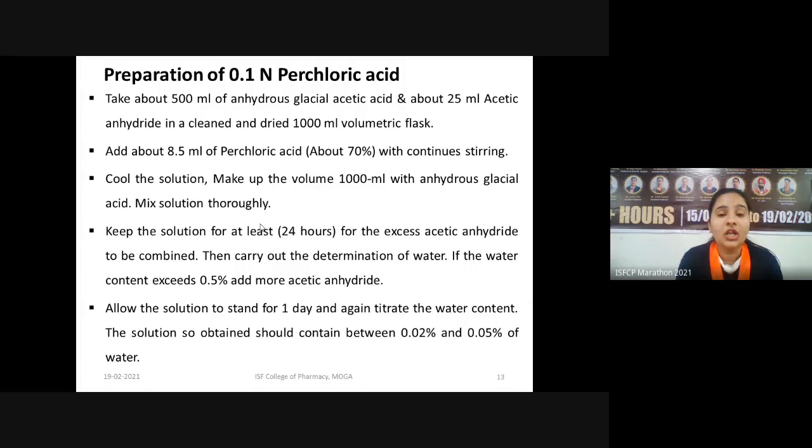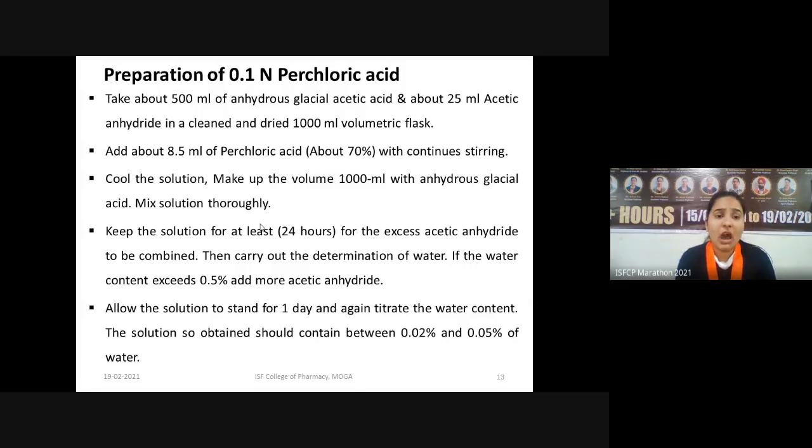Now, after the addition of perchloric acid in glacial acetic acid, we will cool the solution and make up the volume to 1000 ml with anhydrous glacial acetic acid. We will be adding 500 ml of anhydrous glacial acetic acid with the addition of 25 ml of acetic anhydride and 8.5 ml perchloric acid. After cooling the mixture, we will make the volume up to 1000 ml. Again, we will mix the solution thoroughly.